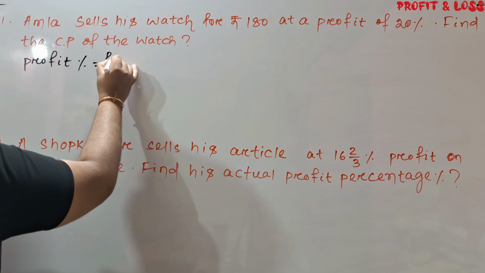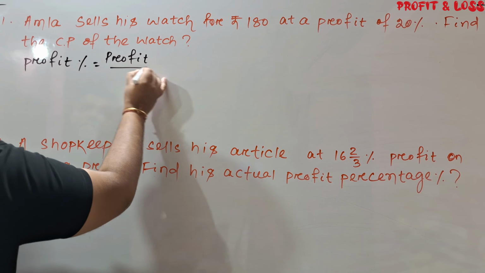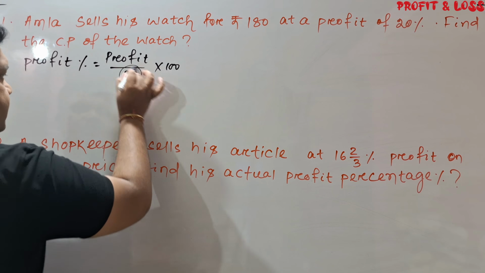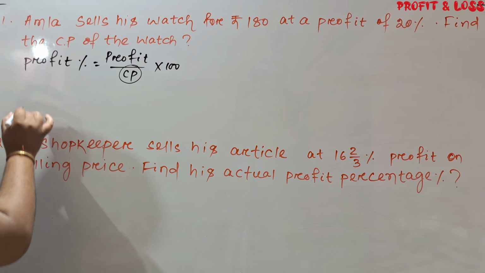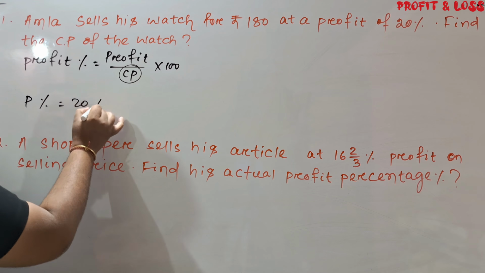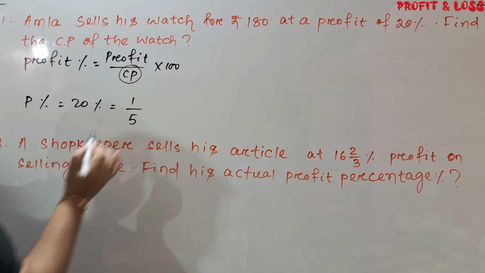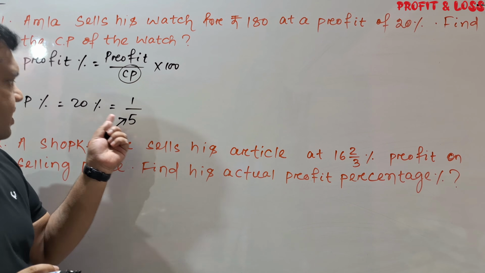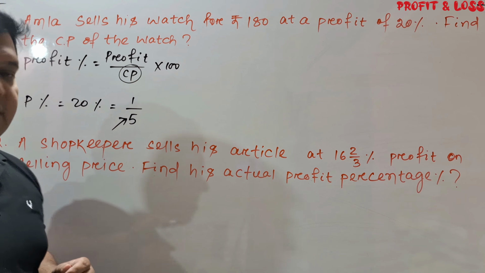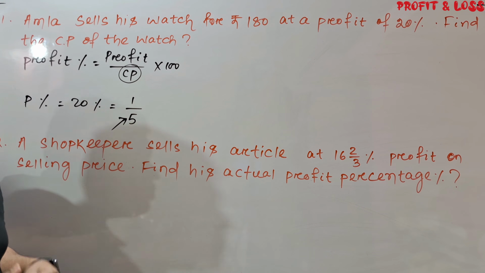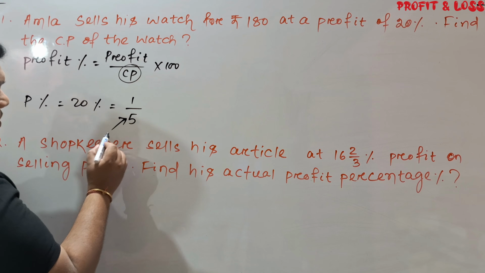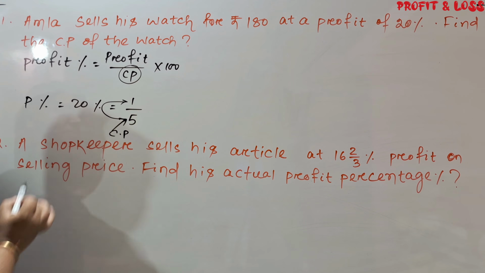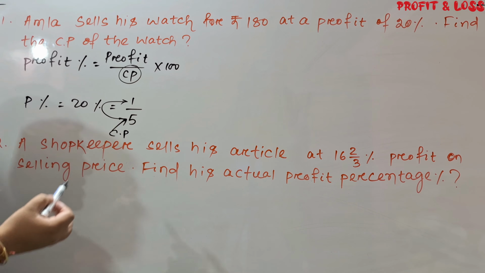Profit percentage, that is profit divided by cost price into 100. That means profit percentage depends upon the cost price. In this particular question, profit percentage given is 20%. 20% means its fractional value 1 by 5. This 5, already told you in the percentage chapter, that the denominator indicates the initial value or the total value. So here cost price we don't know, so we can assume cost price is 5 units. If cost price is 5 units, profit is how much? 20% of 5 is 1. So profit is 1. Then selling price is 6 units.